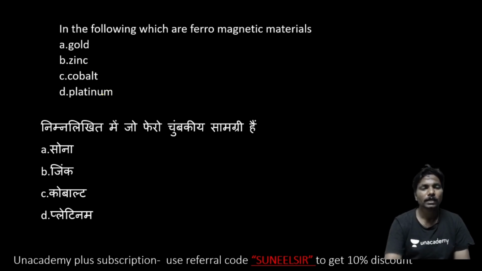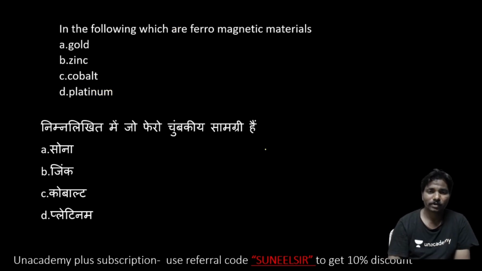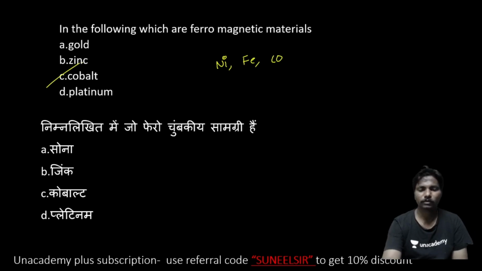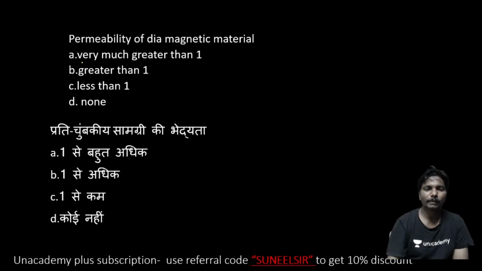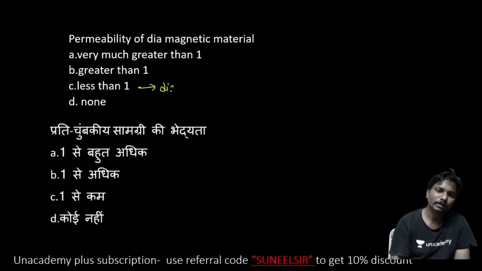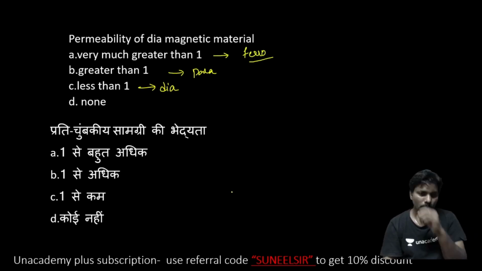Coming to the next one. Which are ferromagnetic? Just now I gave nickel, iron, cobalt. So cobalt is given, so you can give the answer as cobalt. And I have already given the permeability: for dia it is less than 1, greater than 1 for para, and very much greater than 1 for ferro. Okay.